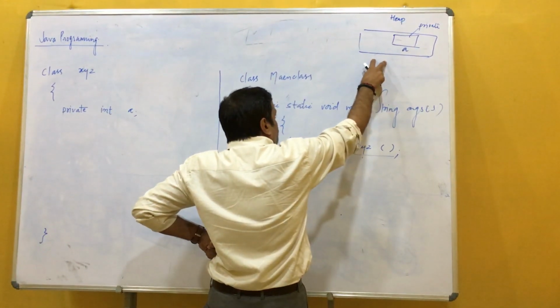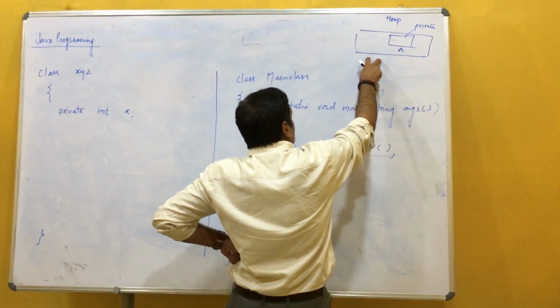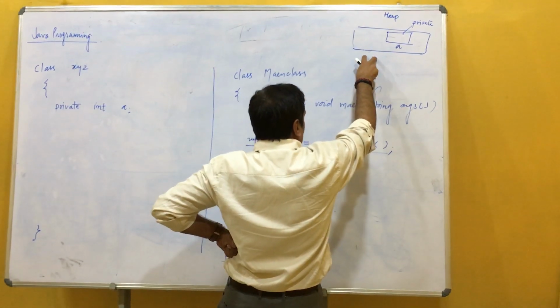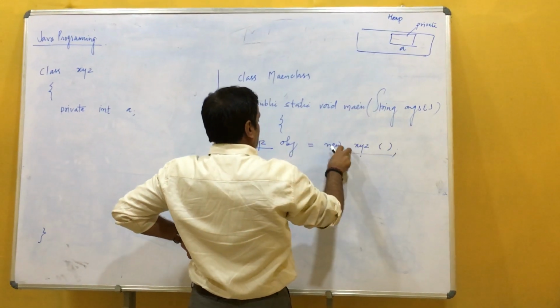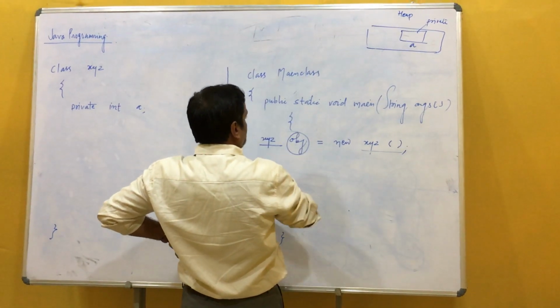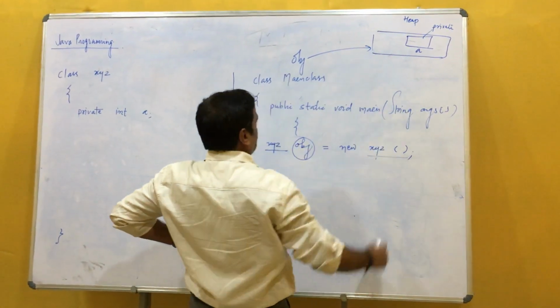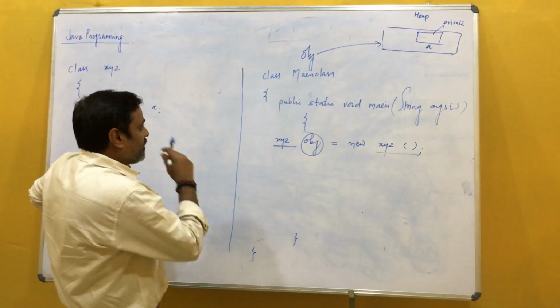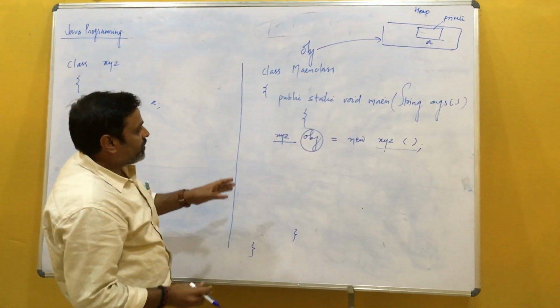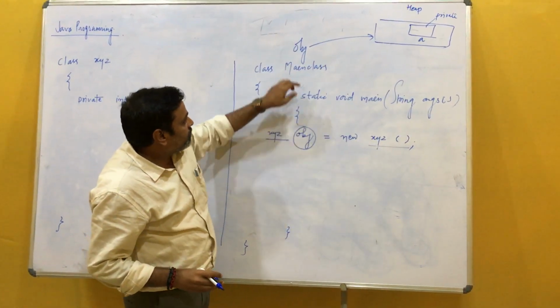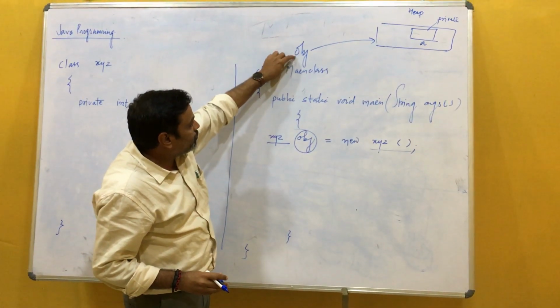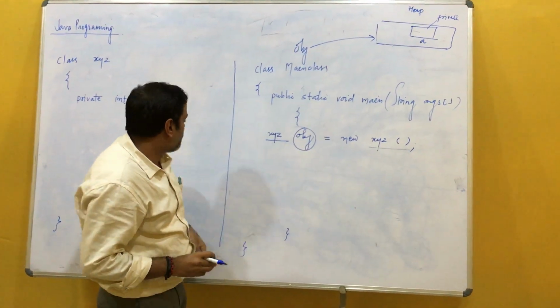This object is anonymous. Though it belongs to the XYZ class, it is anonymous because it is created in the heap section. Now this will be created in the stack and this obj will be referring to this object. In this way, as and when we want to work with that object, we will be referring to this name. So this is known as a reference to that object.